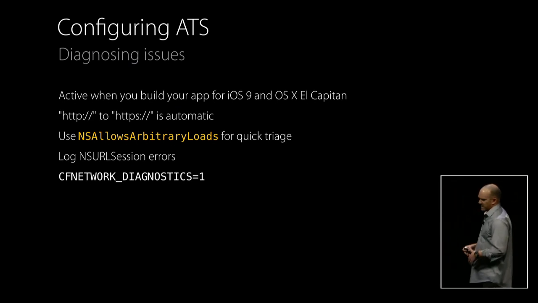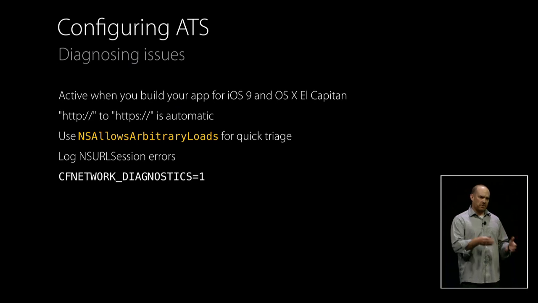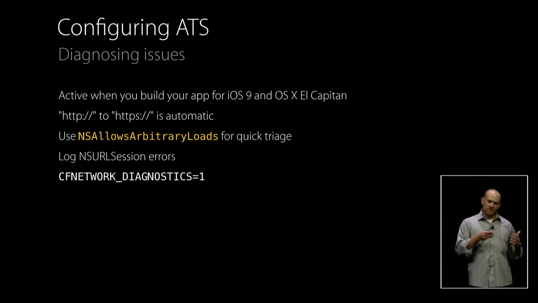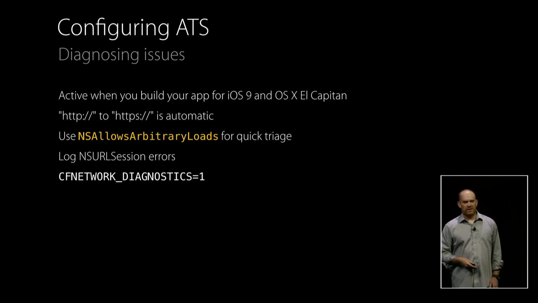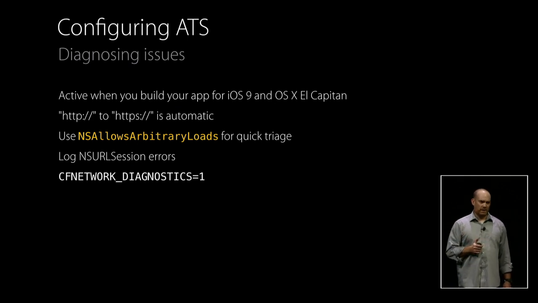And again, as I said earlier, some of you already know about the allow all key, and we ask you to use this temporarily to find out if the new network failures in your app are because of ATS or not. And this will help you narrow things down. So the next step, if you allow all loads, and you determine that the problem is ATS, would be to log the nsurlsession errors that you're seeing. So you can try to determine and narrow down which load is actually failing and what the underlying error is.